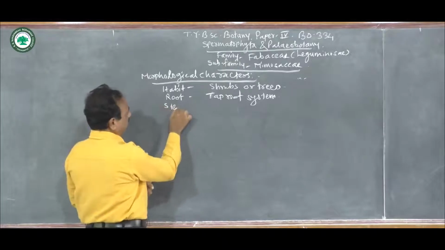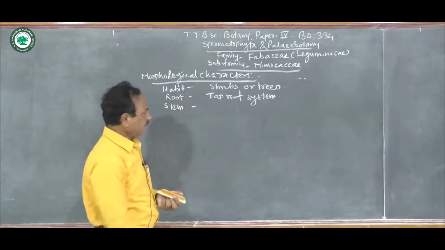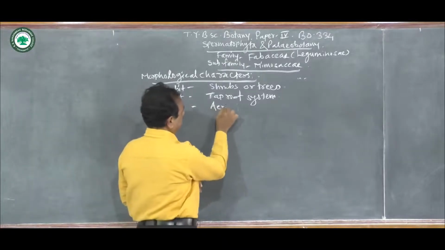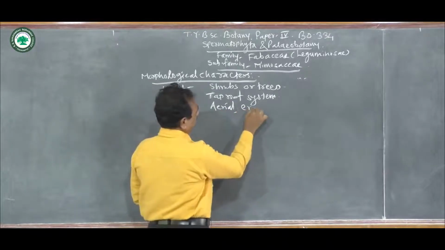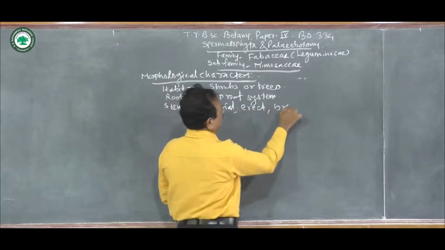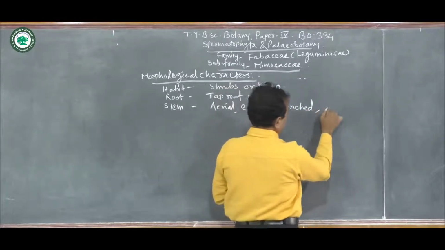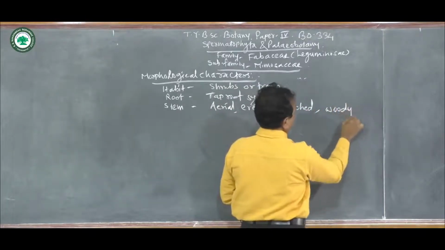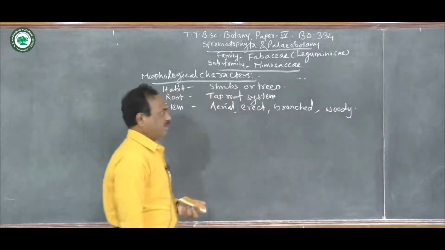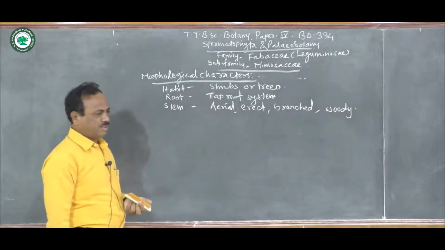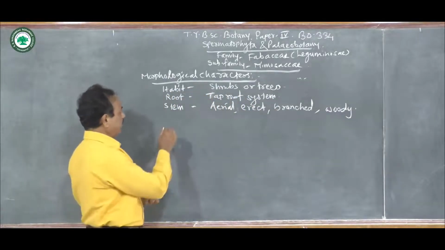Then the stem. The stem is aerial, erect, branched, and woody. As the plants are shrubs or trees, they show the woody habit.